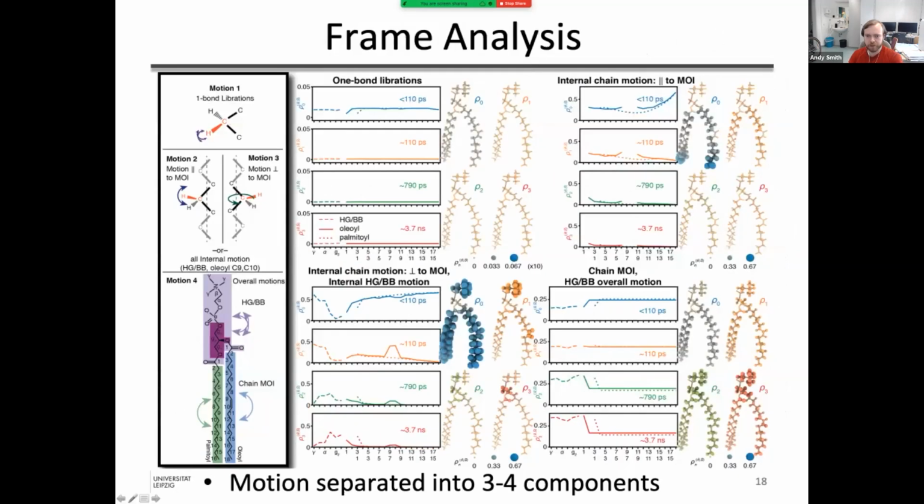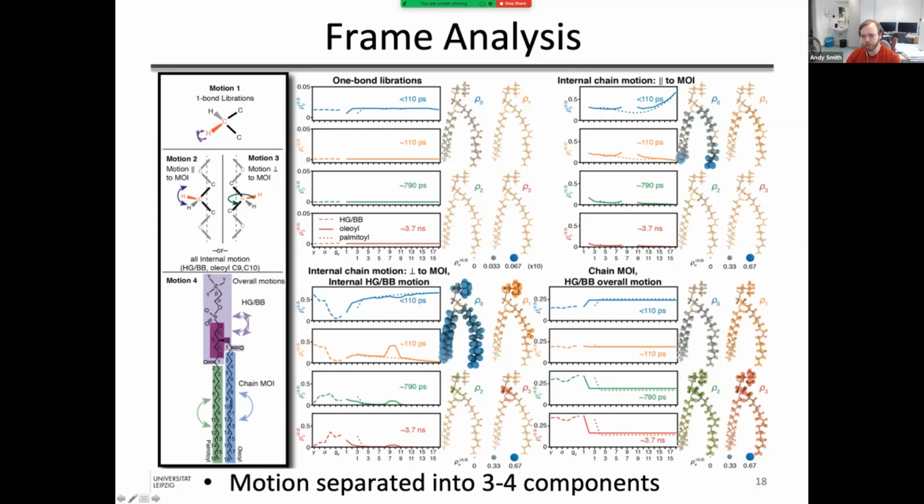We've taken the POPC dynamics from the MD, and we first separated out very local motions. We looked at one-bond librations. The idea here is we just take an HC bond, and we also take all the other atoms bound to the carbon, and we align these 5 atoms to a reference structure. Then we look at the motion within that structure, and that gives us basically just a local distortion, the HC libration.